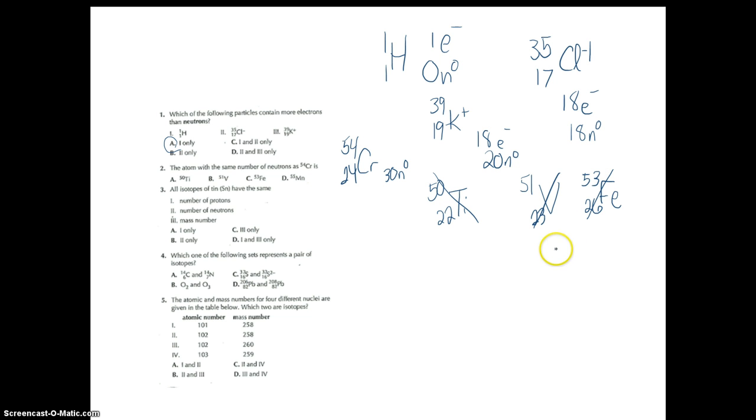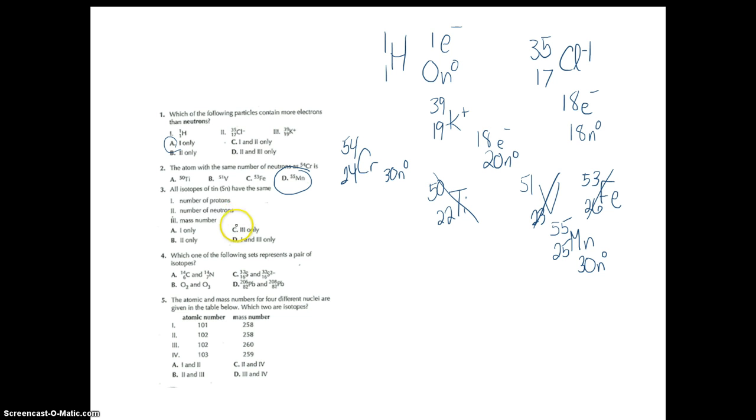Dun dun dun. Could any of them? Let's find out about manganese. Manganese with a mass of 55 and an atomic number of 25 means 30 neutrons if we subtract. Good news, letter D is the answer.